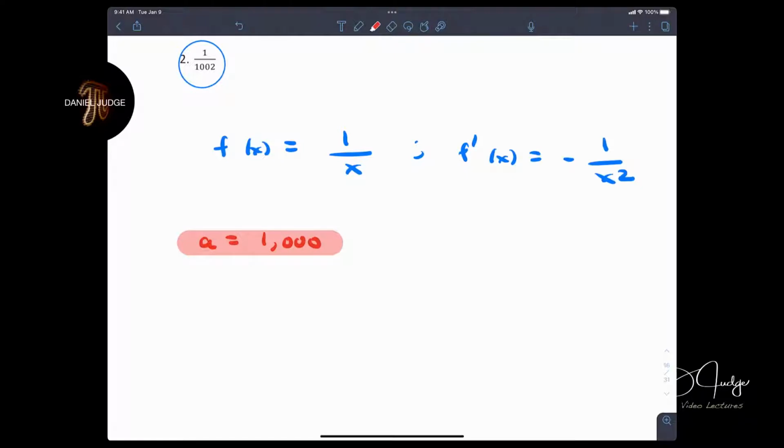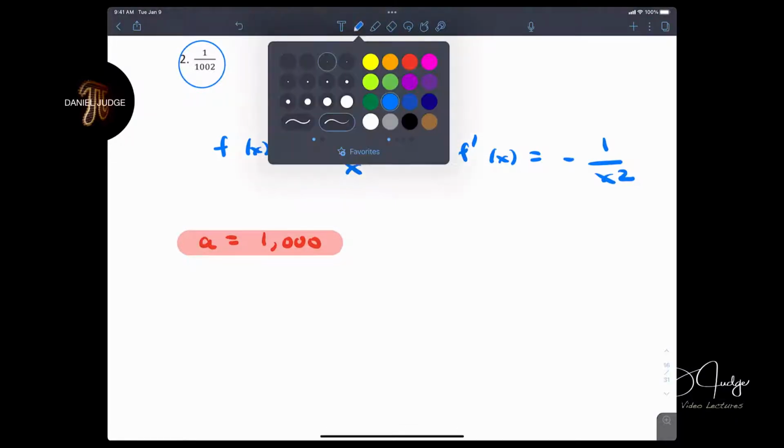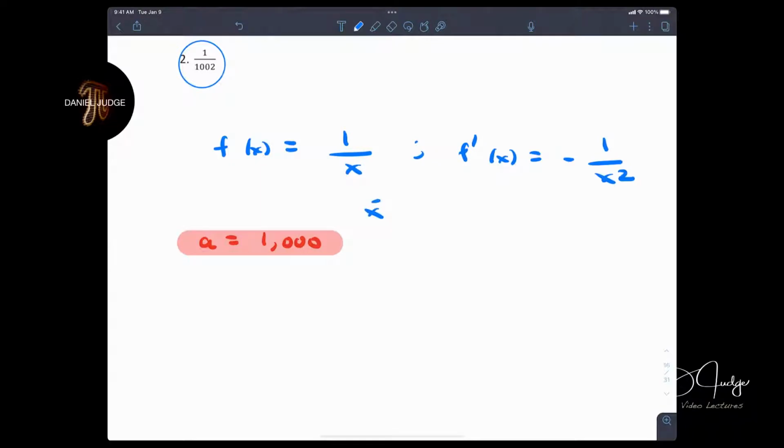So if our function is 1 over x, the derivative of such function, right? Because remember, this is x to the minus 1 power. By power rule, this is negative 1 times x to the minus 2, which is negative 1 over x squared. So this is why we got our derivative function to be minus 1 over x squared.